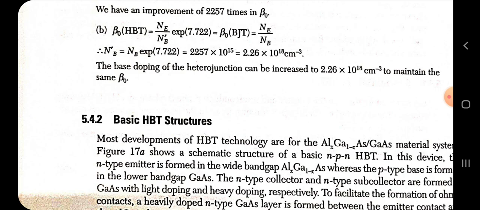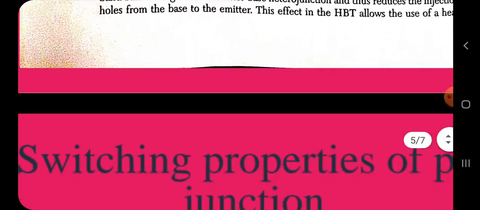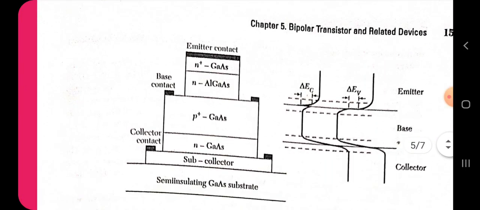Most developments of the HBT technology are in the aluminum X gallium 1-X arsenide and gallium arsenide material system. The figure shows a schematic of an N-P-N HBT structure. In this device, the N-type emitter is formed with the wide band gap aluminum X gallium 1-X arsenide, while the P-type base is formed in the lower band gap gallium arsenide. The N-type collector and N-type subcollector are formed in gallium arsenide with light doping and heavy doping respectively. To facilitate the formation of ohmic contacts, a heavily doped N-type gallium arsenide layer is formed between the emitter contact and the aluminum gallium arsenide layer.